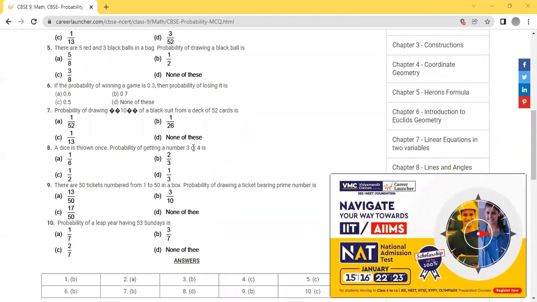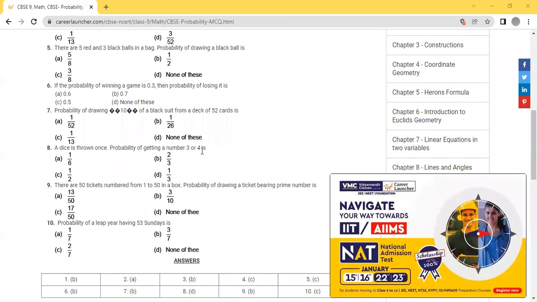Next is, a die is thrown once. What is the probability of getting a number 3 or 4? What do you mean by 3 or 4? Do you want 3 as well, or 4? 1 by 3. Ma'am, both. Both? We will add, because we take two outcomes. In the case of or, yes.